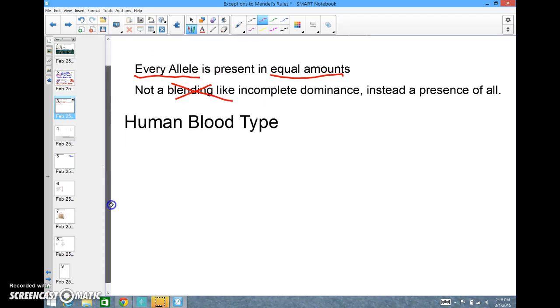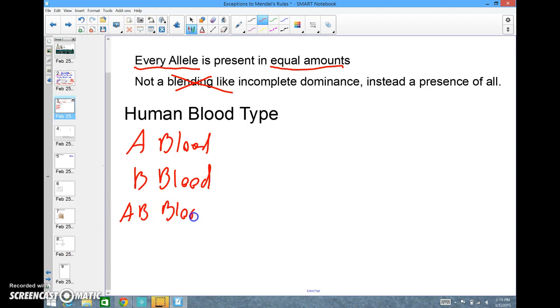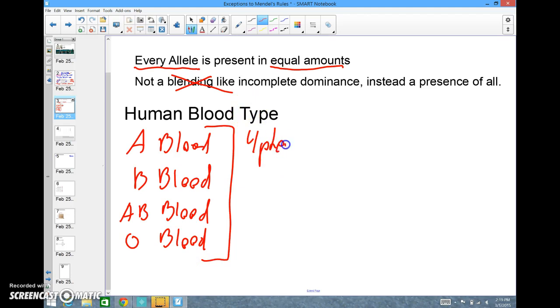So let's talk about our example. Our example is generally used as human blood type. So human blood type actually has a couple of possibilities. You could have A blood. You could have B blood. Or you could have AB blood. Or you could have O blood. So for human blood type, we have 4 possibilities here, and basically what we have are 4 phenotypes.